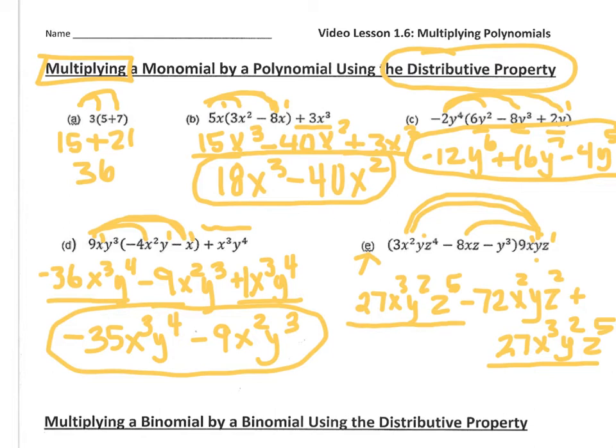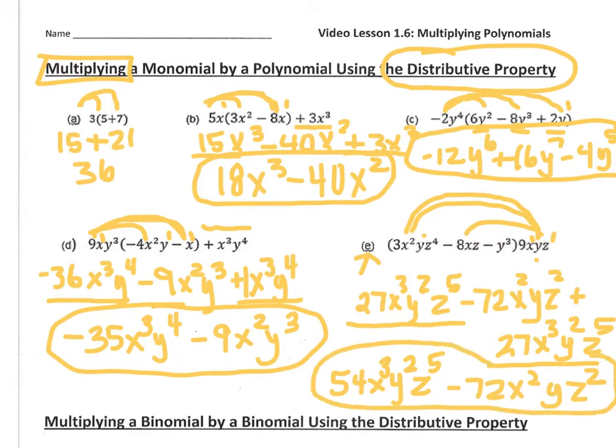When I combine those, 27 plus 27 gives me 54 x to the third, y to the second, z to the fifth. And we have a minus 72 x squared y z squared. There's your final answer.